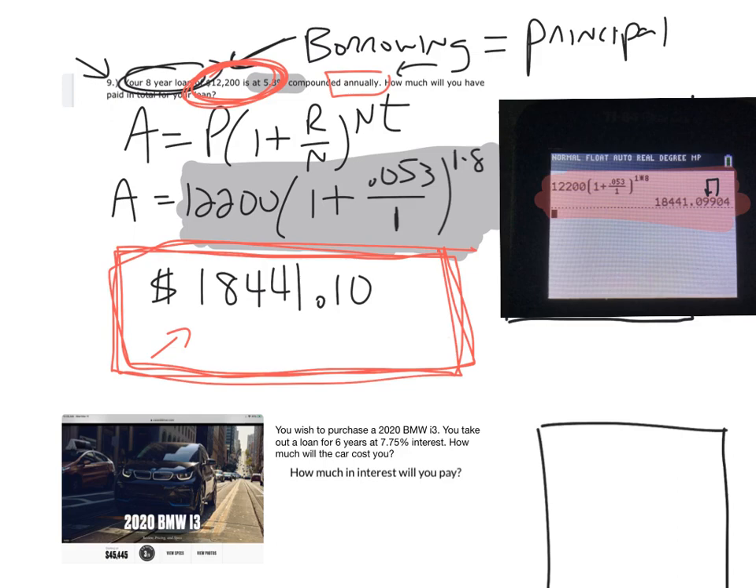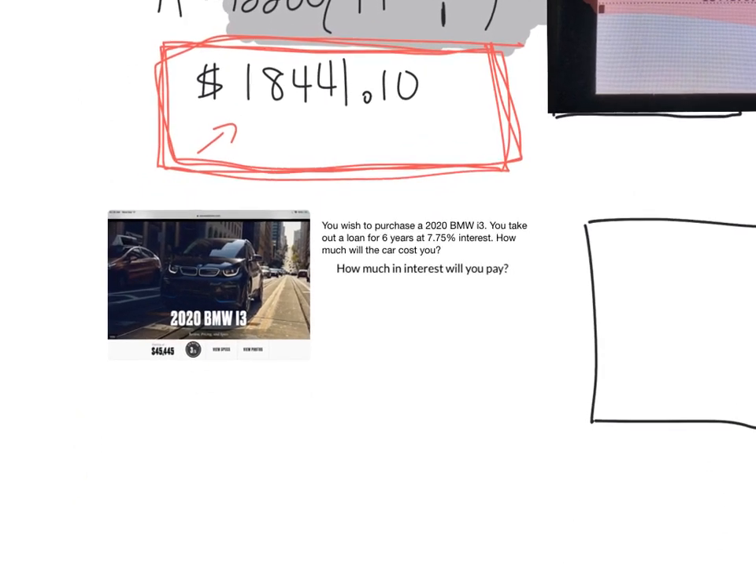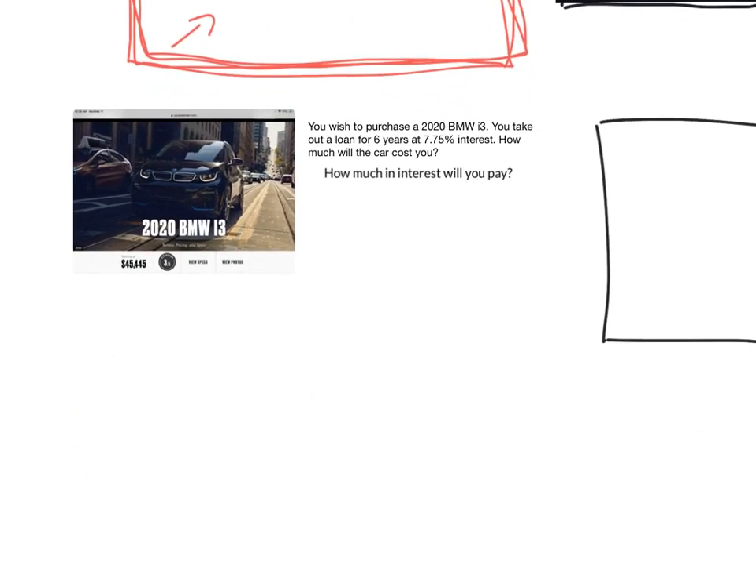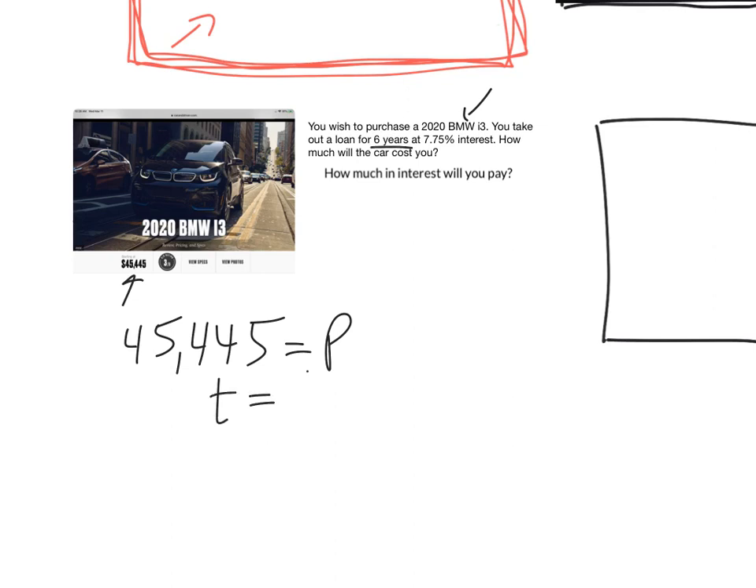Now, in this last problem, here we're going to be purchasing a beautiful car, a 2020 BMW 13. And here the price of the car is $45,445. So that's going to be the principal. That's how much money you're borrowing. You wish to purchase this car. You take out a loan for 6 years. So here our time is going to be 6 at 7.75% interest.